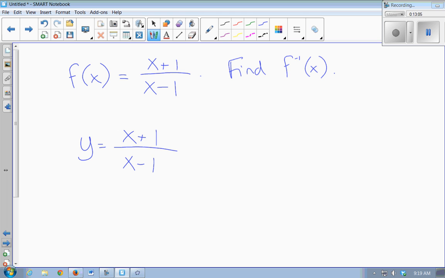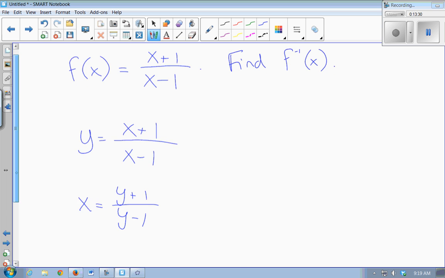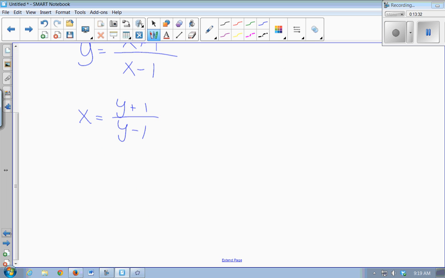It's the same thing. So if I make all my y's x's and all my x's y's, then I want to solve for y. The reason we make this switch is because that's what an inverse function does. It reverses the role of input and output. So the y's are outputs, they become inputs, and the x was an input and it becomes the output. So you switch the x's and y's. Then you just have to solve for the y.